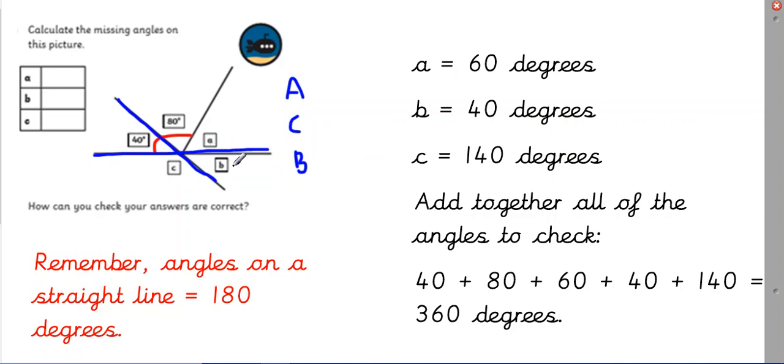to calculate angle B. So I then did 180 minus 140, which is 40 degrees. Then if I add all of my angles together to check my answer, because remember it says check your answers are correct, I've got 40, add 80, add 60, add 40, add 140, which equals 360 degrees. So that is how I know that my answer is correct, because it equals 360 degrees. Well done if you got the same answers as I did.